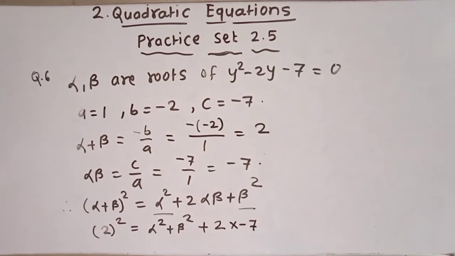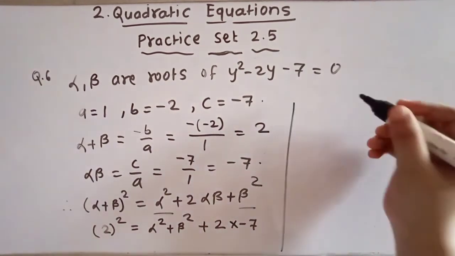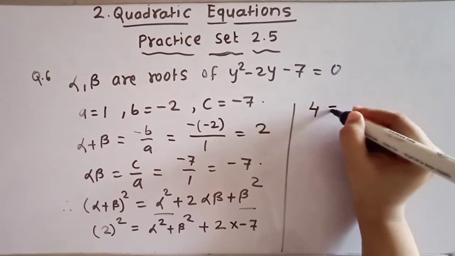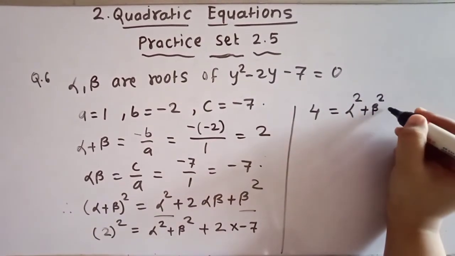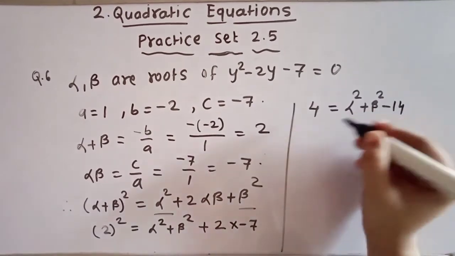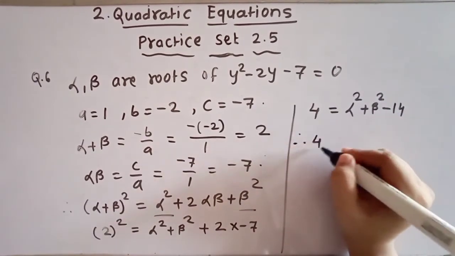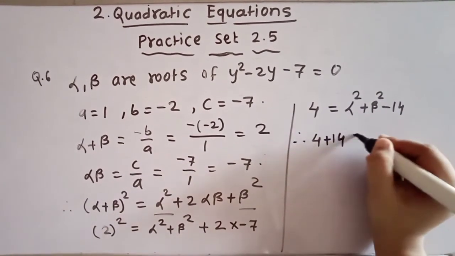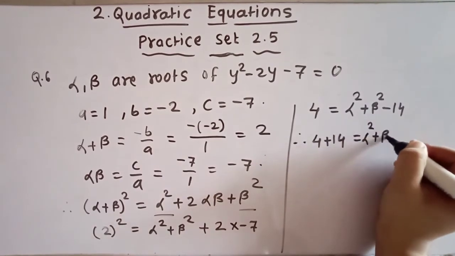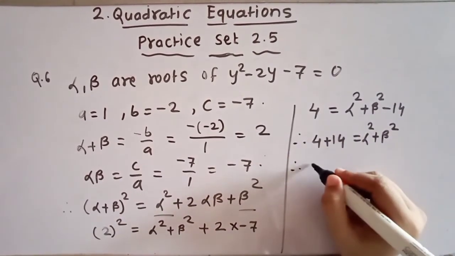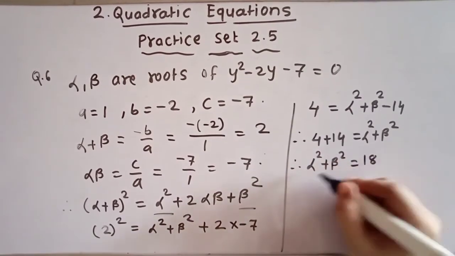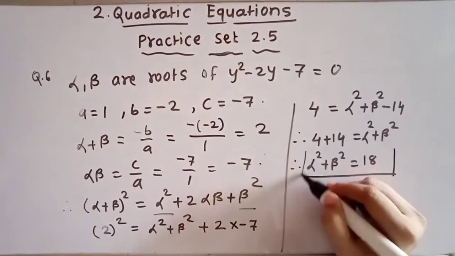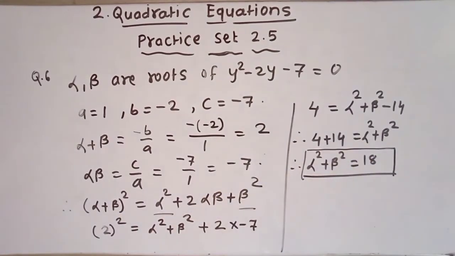So now you will get 2 square is 4 is equal to alpha square plus beta square as it is minus 14. So therefore 4 plus 14 is equal to alpha square plus beta square. Therefore alpha square plus beta square is equal to 14 plus 4, 18. This is the required value. Is this thing clear to you, students?